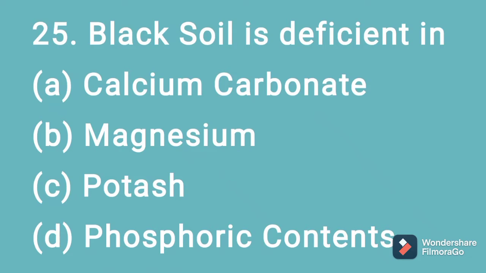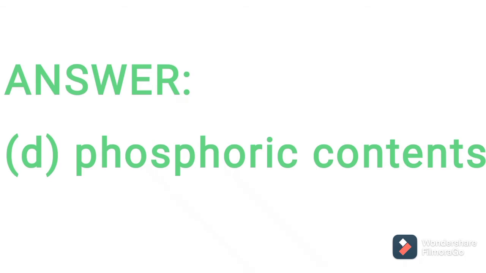25th question. Black soil is deficient in option A, calcium carbonate, option B, magnesium, option C, potash, option D, phosphoric contents. And the answer is option D, phosphoric contents.